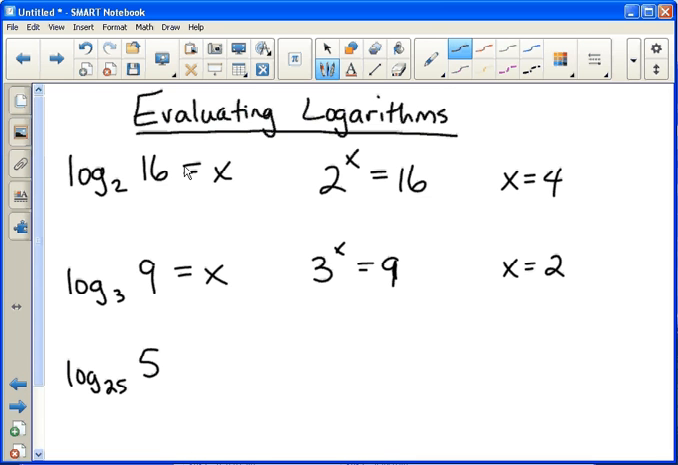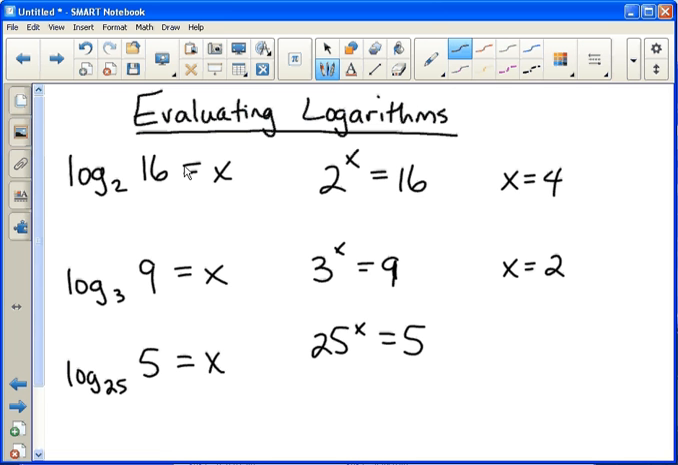So same process on this last example. Log base 25 of 5 equals x. So 25 raised to the x equals 5. Okay, so you have to be a little more sly on this one. Think about it a little more carefully. 25 raised to what power equals 5?